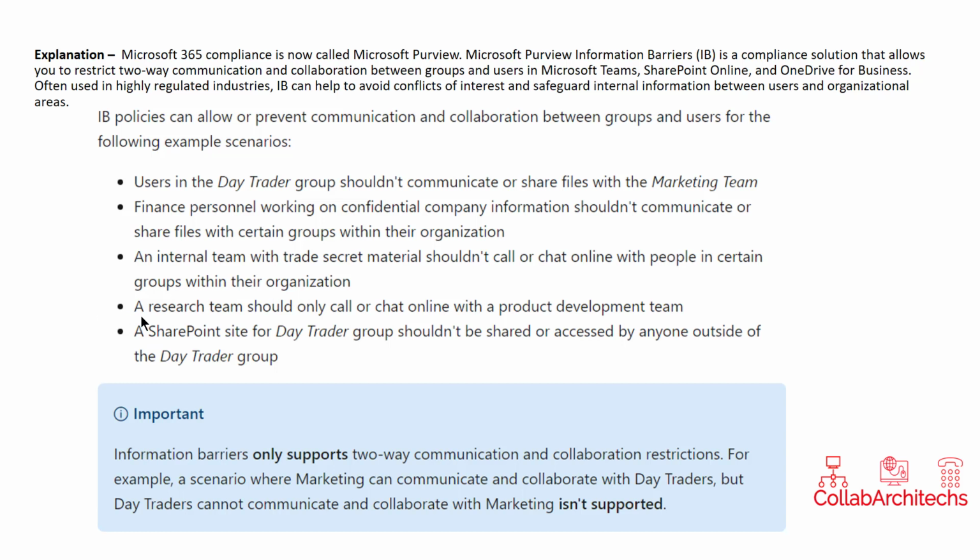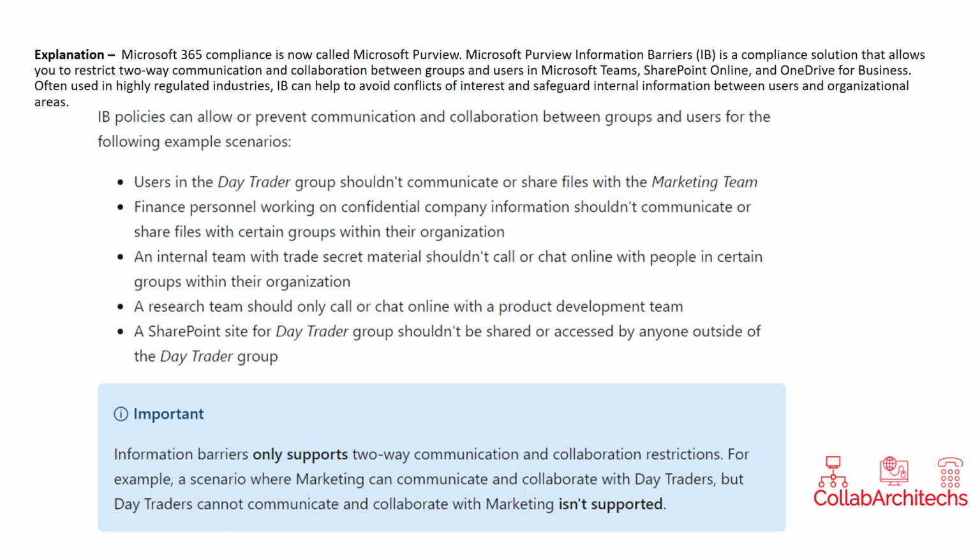And fourth example, a research team should only call or chat online with the production development team. And the last example, a given SharePoint site for the day trader group should not be shared or accessed by anyone outside of the day trader group. So there are a few examples given where we can implement information barrier policies with Microsoft Teams, so that they are not able to chat with other teams, but they are able to chat within teams, something like that.